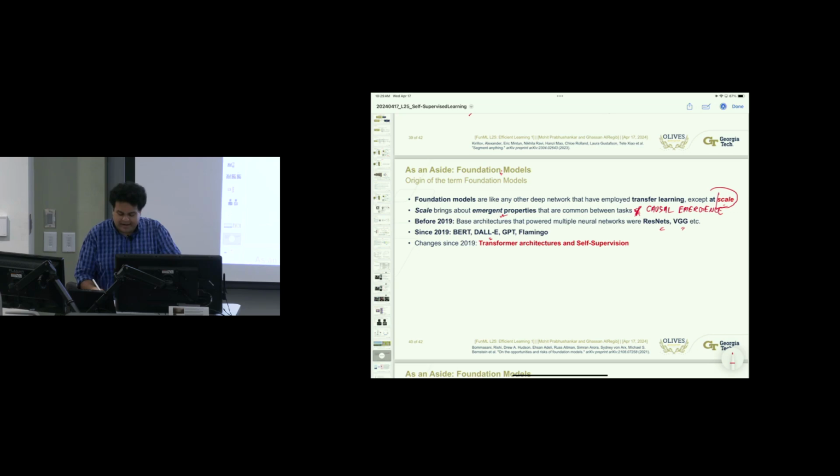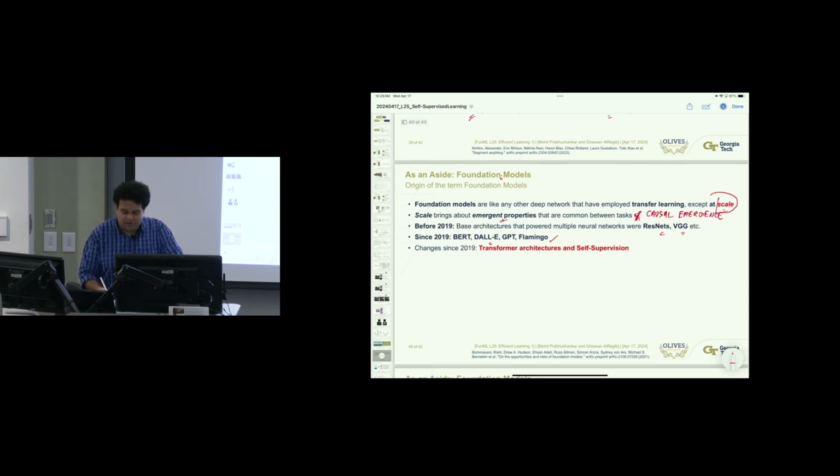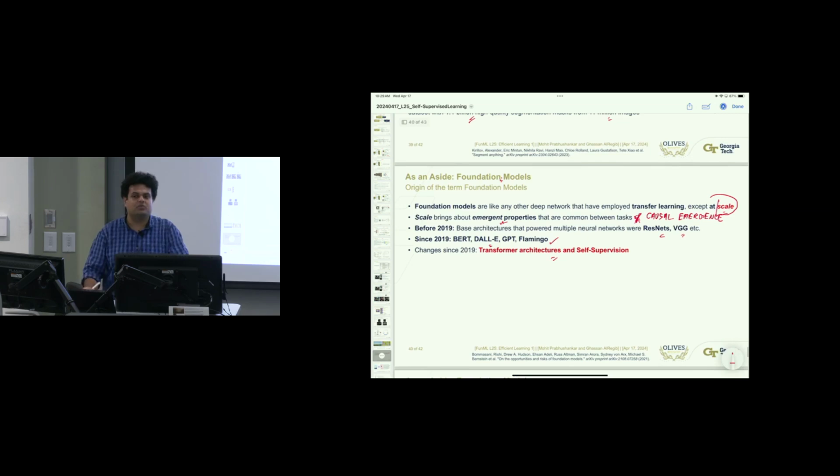So right now we have BERT, DALL-E, GPT, Flamingo. The most important two things that have changed the way we use these kinds of deep learning algorithms are the transformer architecture and self-supervision. Now, we didn't go too deep into transformer architecture, but it's one step above.